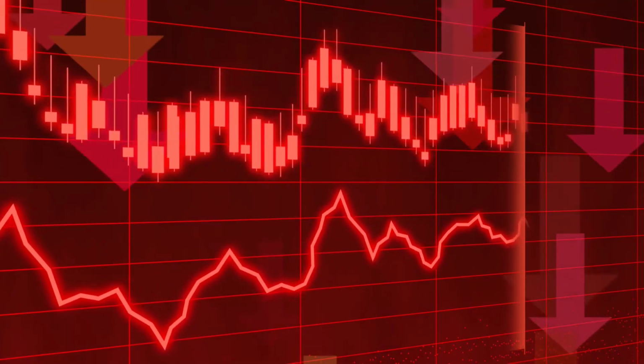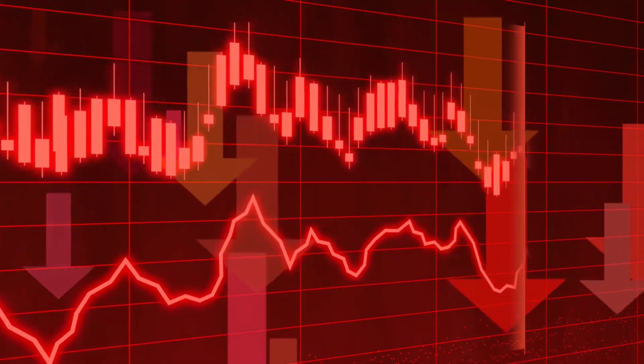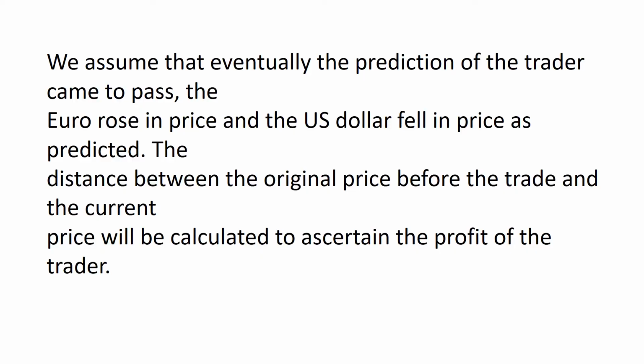The distance between the original price before the trade and the current price will be calculated to ascertain the profit of the trader. So that's how you make your own money, based on the difference in price.